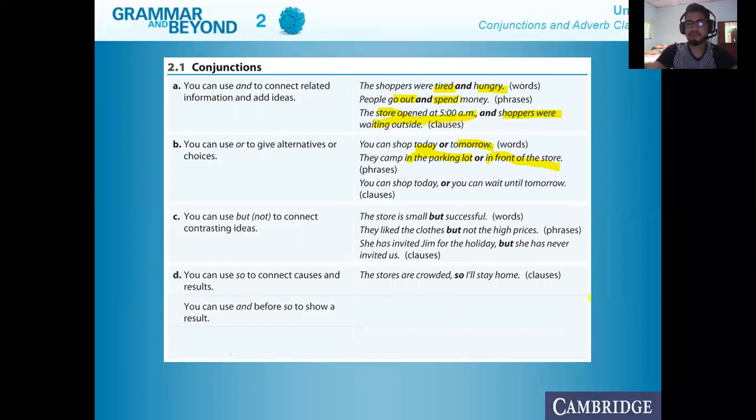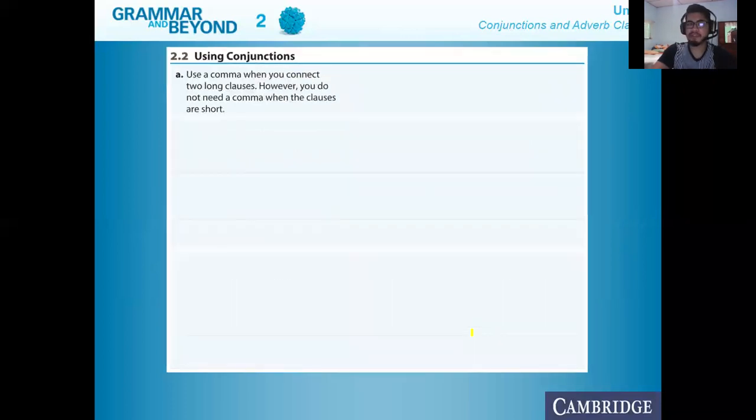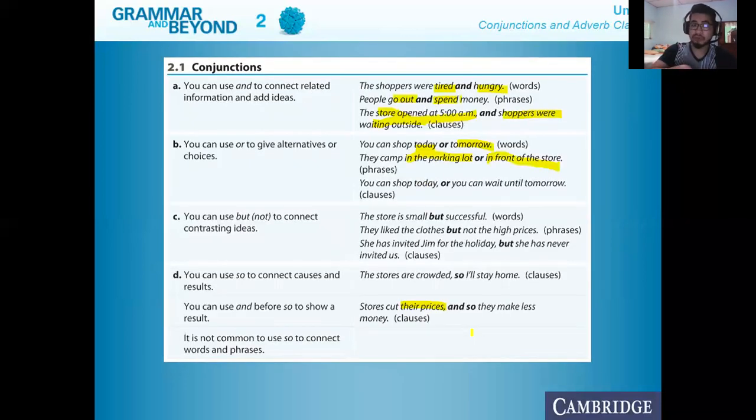You can use and before so to show a result. For example, stores cut their prices and so they make less money. So in this case, we're showing the result of a certain action that was taken. Over here, for example, these stores took the action of cutting the prices, so they are not going to make the amount of money that they probably made with regular prices. It's not common to use so to connect words or phrases. This is the reason why, because so shows you a result or an effect of something.